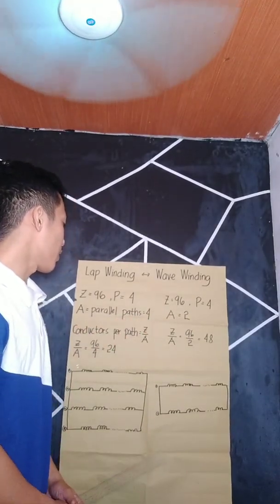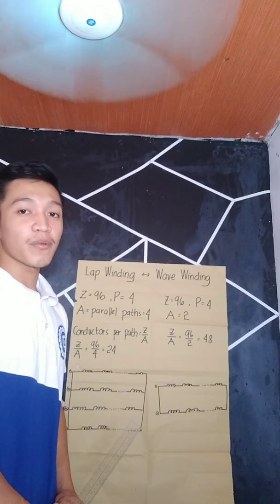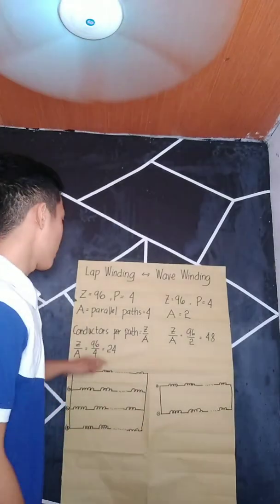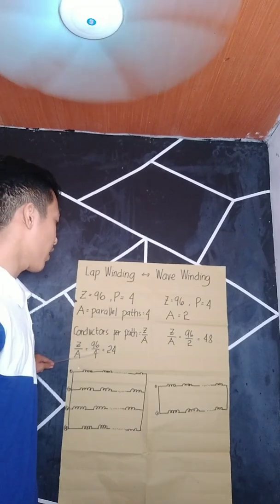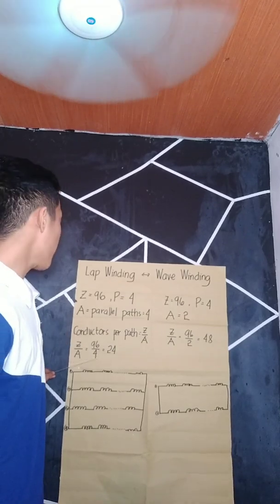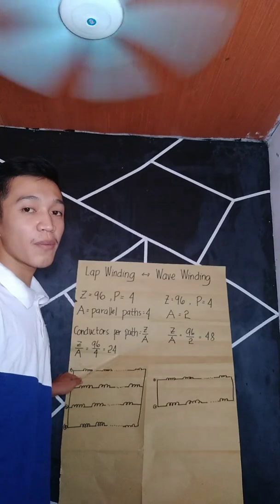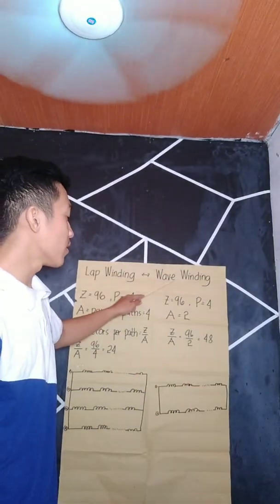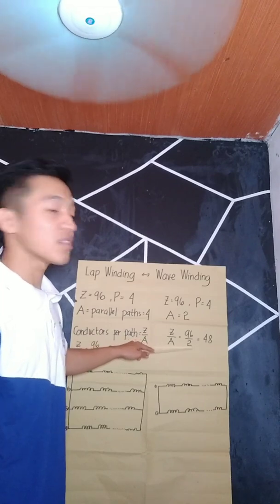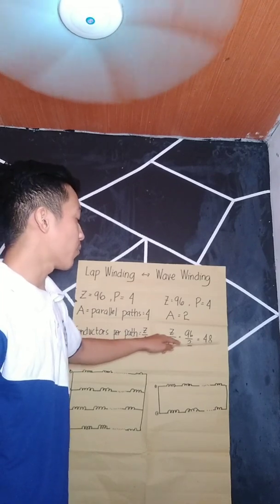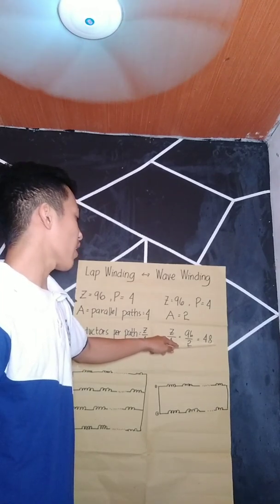Now, we take the number of conductors per path, Z over A. Our Z is 96 and our A is 4. Now, the conductors per path is 24 for the lap winding. For the wave winding, we have 96 conductors, then the number of parallel paths is 2. We have 48 conductors per path.